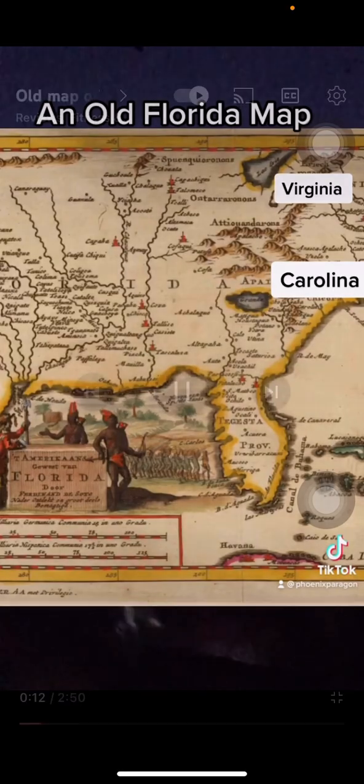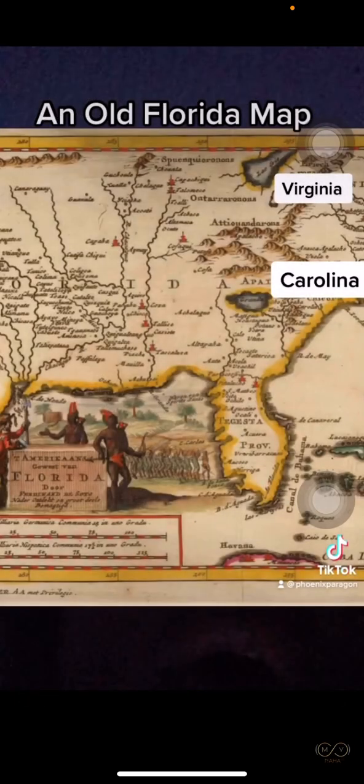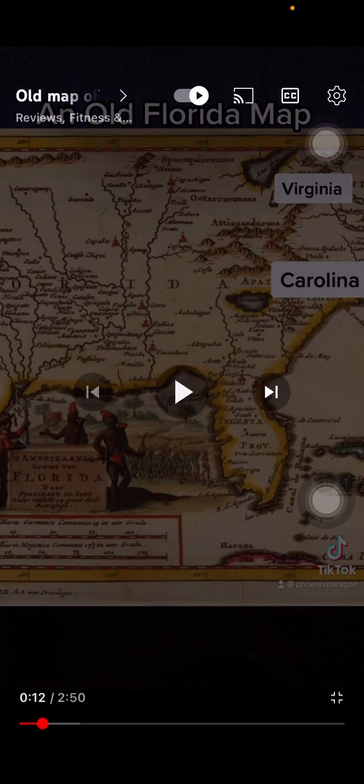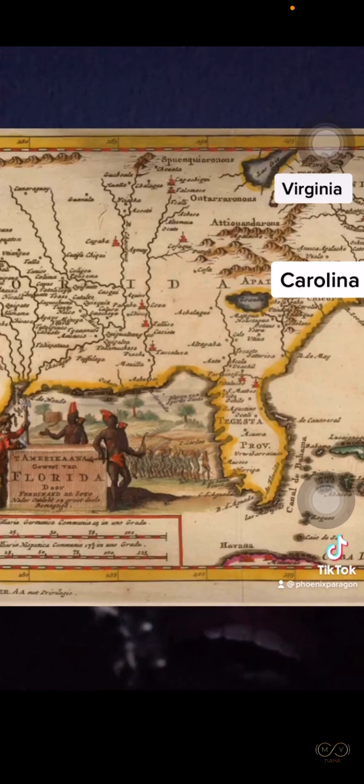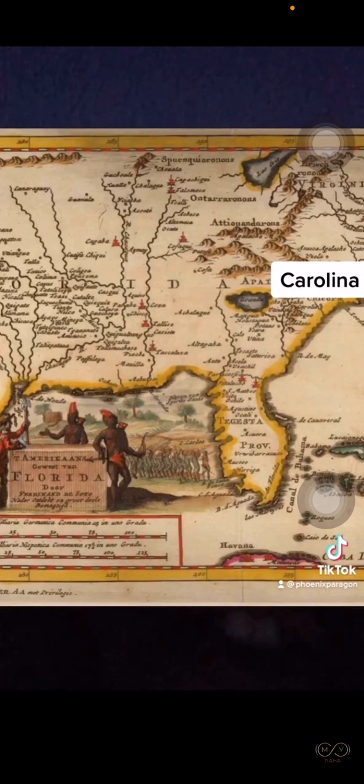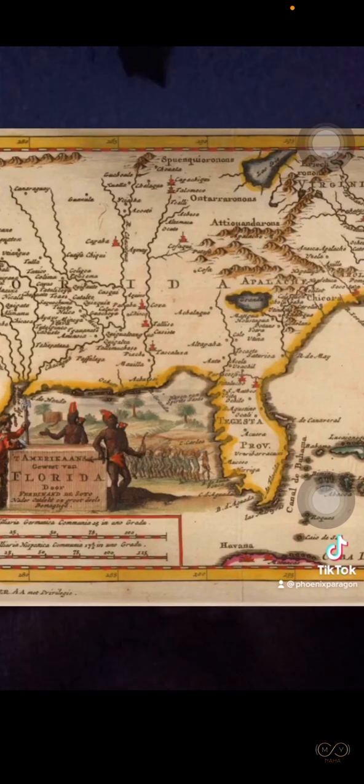Look at that, Florida struts. And it actually goes back to the pyramid. Matter of fact, let me not discuss that. Let me make another video on that. You can see in the upper right hand corner it says Virginia, and then you can see Carolina. Georgia didn't exist. Louisiana, Mississippi, nothing exists. This is an ancient map.